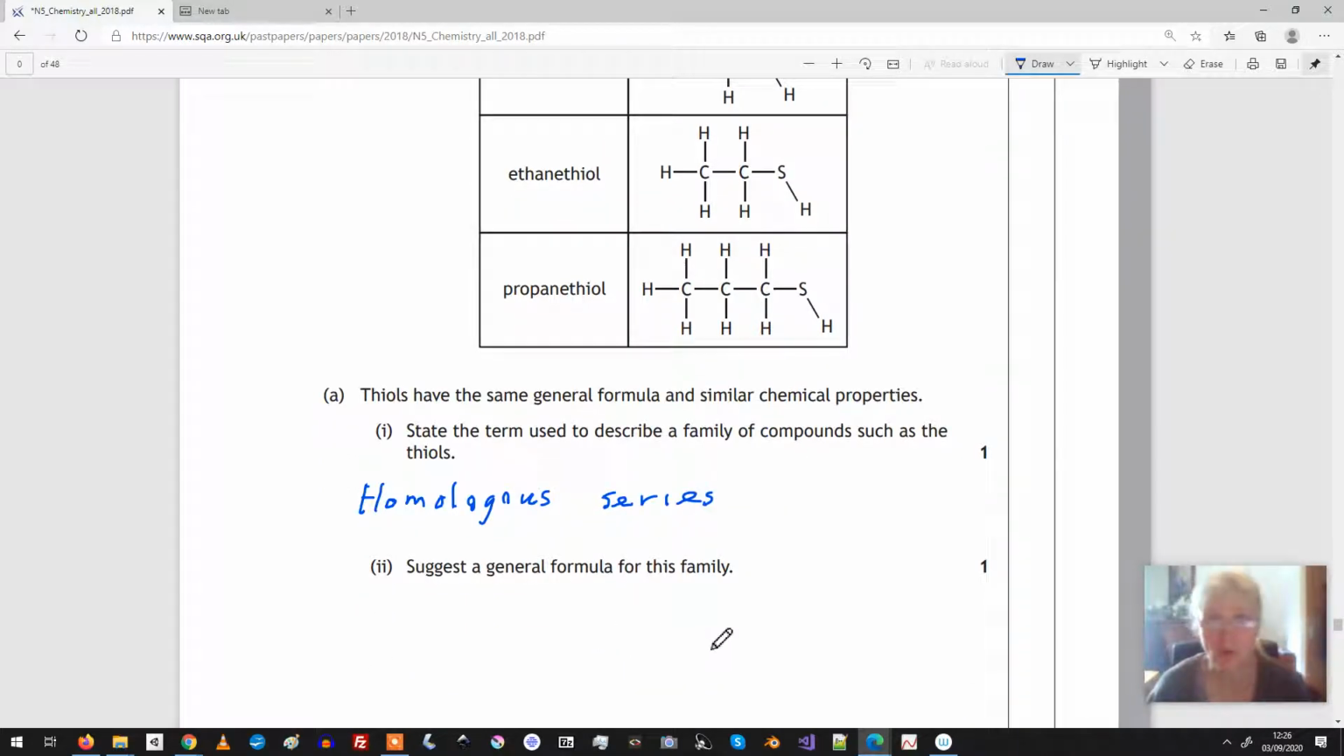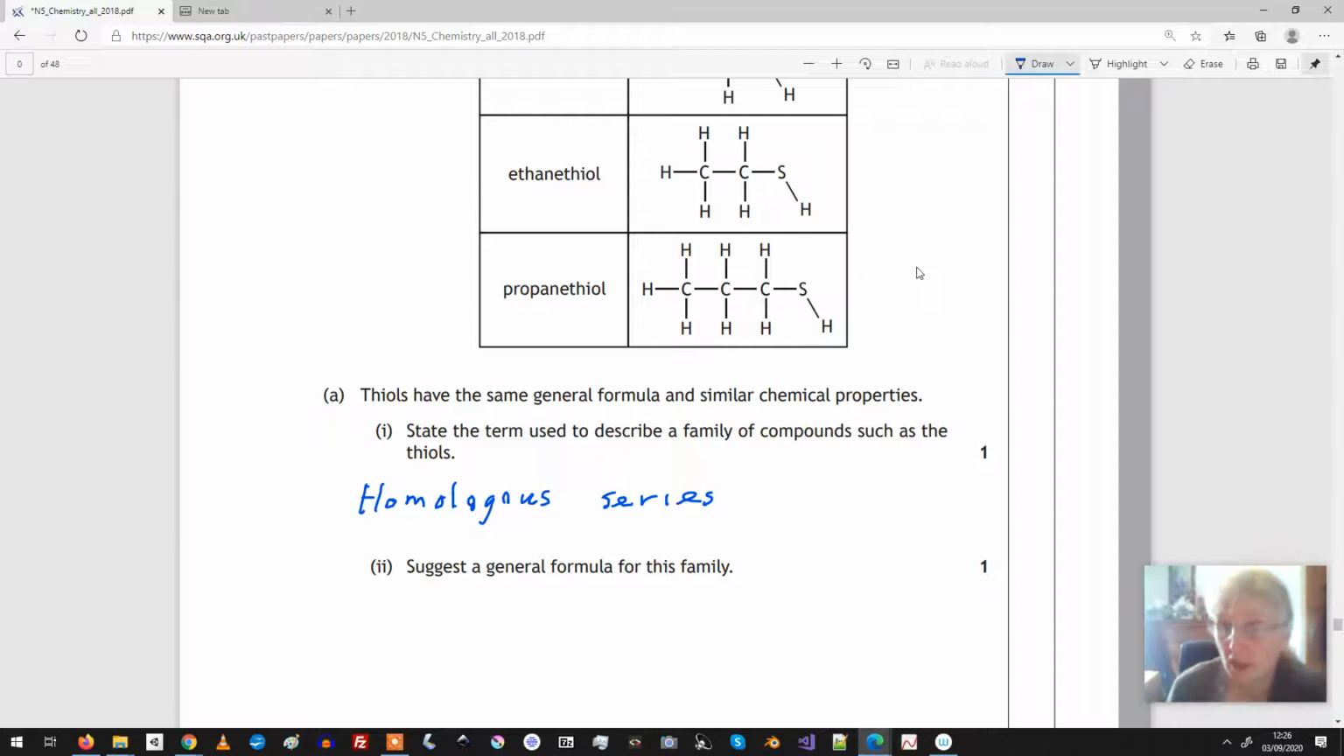Suggest the general formula for this family. Well, I would start by writing the SH, and then I would write a general formula for this bit, the carbon chain at the other end. I'll show you the marking instructions in a minute, and I'll show you what most people would do who didn't know that this was a functional group.